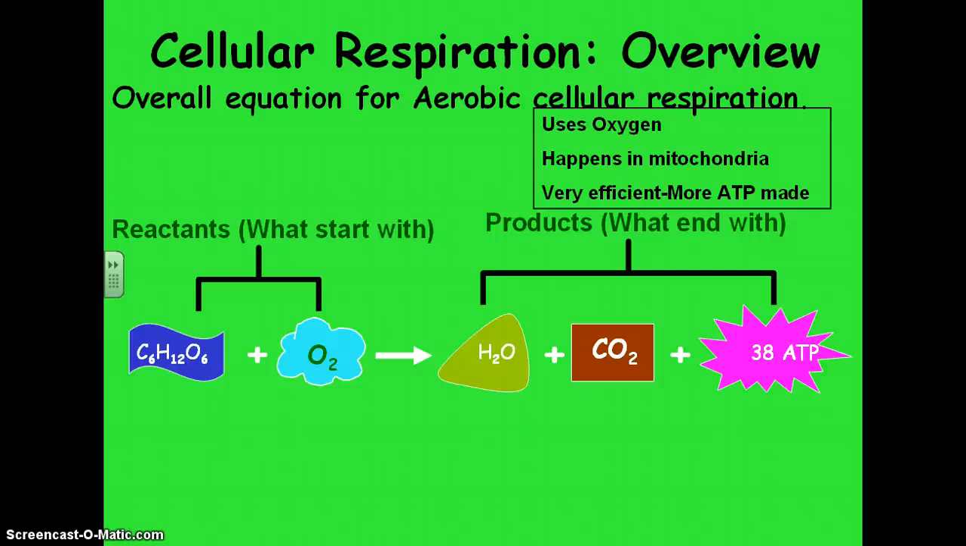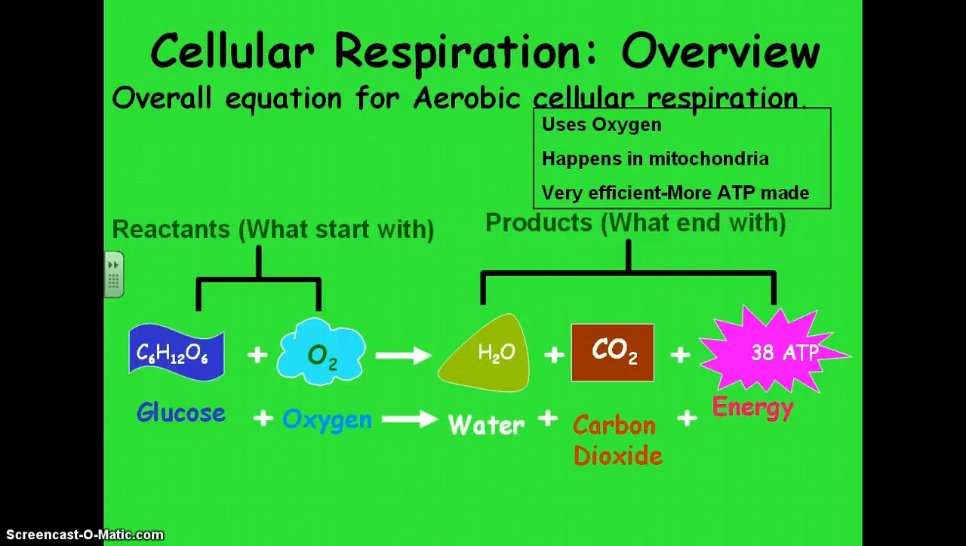So the reactants are C6H12O6 and O2. That's what your body needs to take in order to get its 38 ATP. But to get the 38 ATP, we also need to produce H2O and CO2. Okay. Down below, I put the layman's terms. C6H12O6 is glucose, O2 is oxygen, H2O is water, CO2 is carbon dioxide, and 38 ATP is energy.